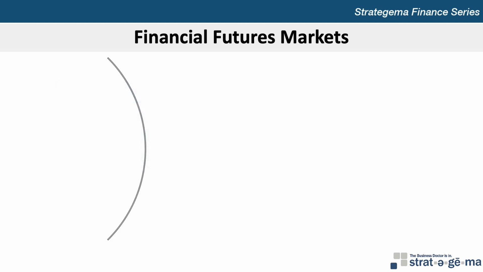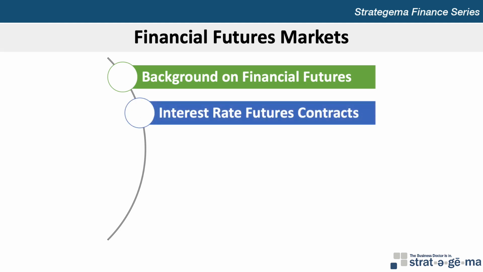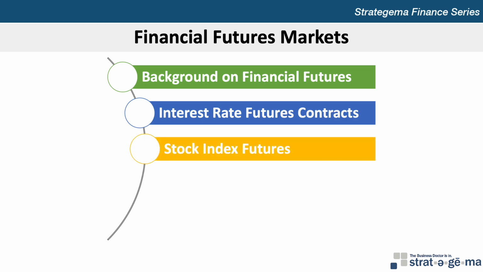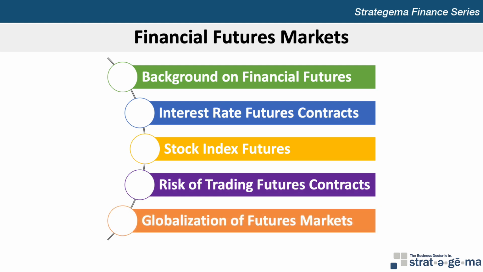Chapter 13 includes 5 learning objectives. First, to provide a background on financial futures contracts. Second, to explain how interest rate futures contracts are used to speculate or hedge based on anticipated interest rate movements. Third, to explain how stock index futures contracts are used to speculate or hedge based on anticipated stock price movements. Fourth, to describe the different types of risk to which traders in financial futures contracts are exposed. And fifth, to describe the international aspects of financial futures trading.